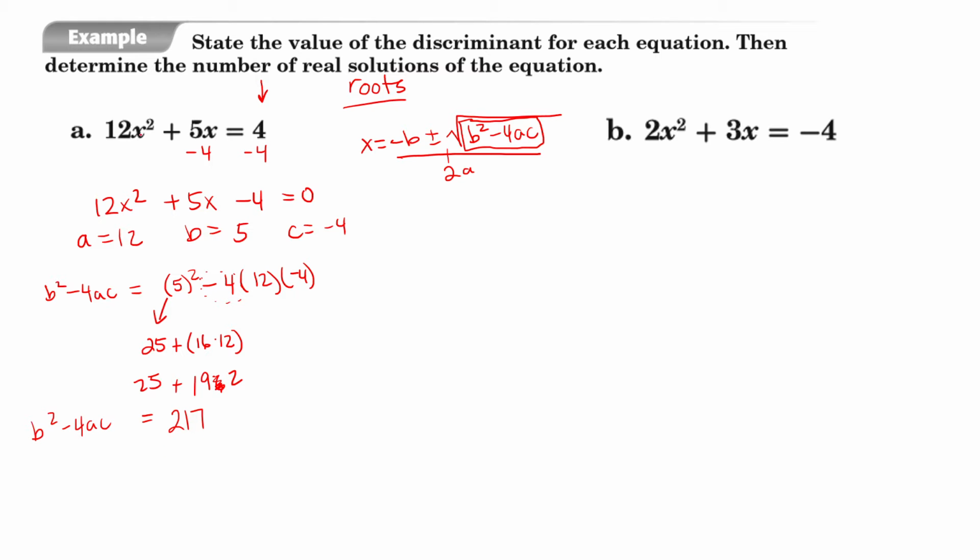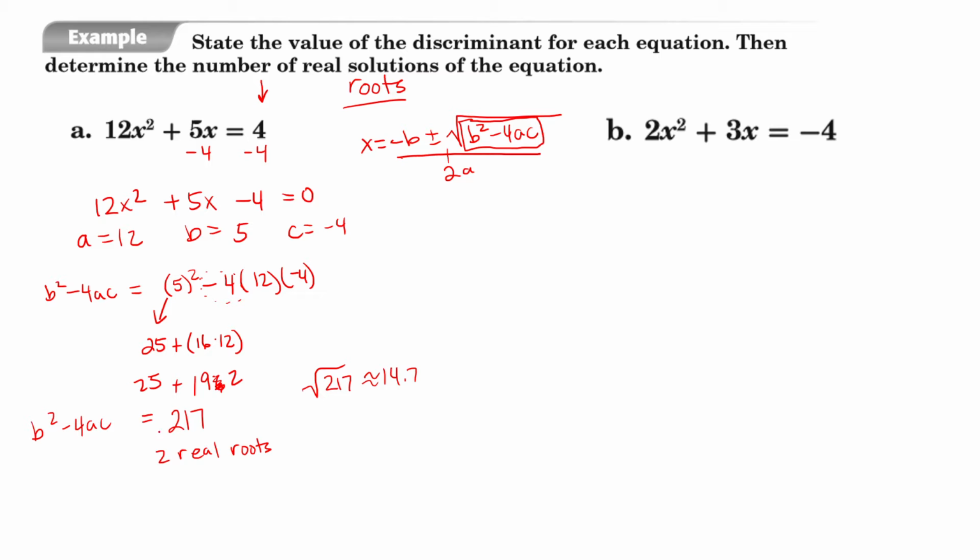Well, what does that tell us? We need to determine the number of real solutions. It's a positive number, so if it were underneath the radical, 217, I would get a positive value. Now it's not a perfect square, so it's going to be an irrational number, but it's going to be around 14.7. So that tells me that we have 2 real roots.